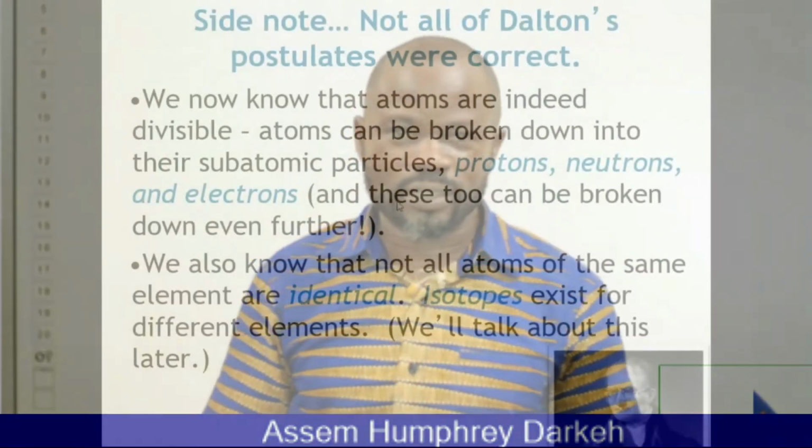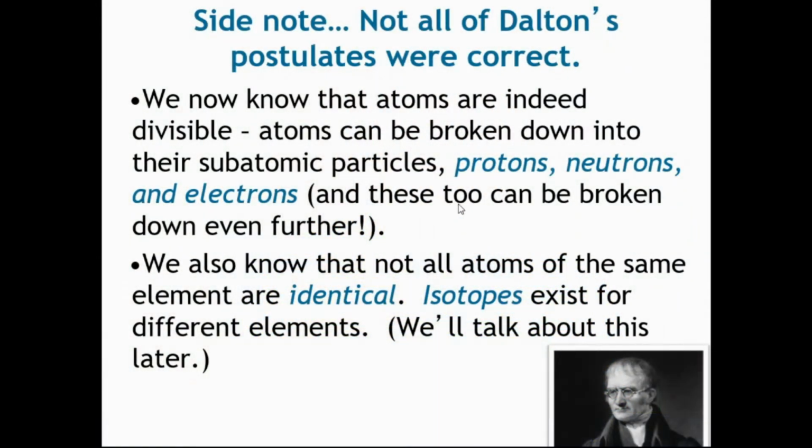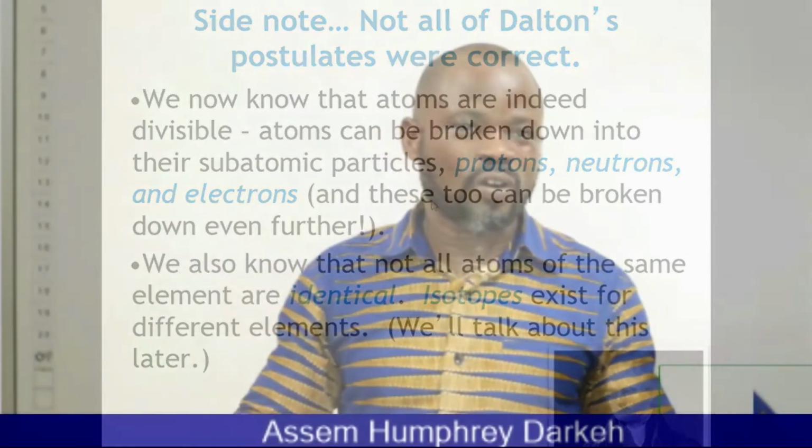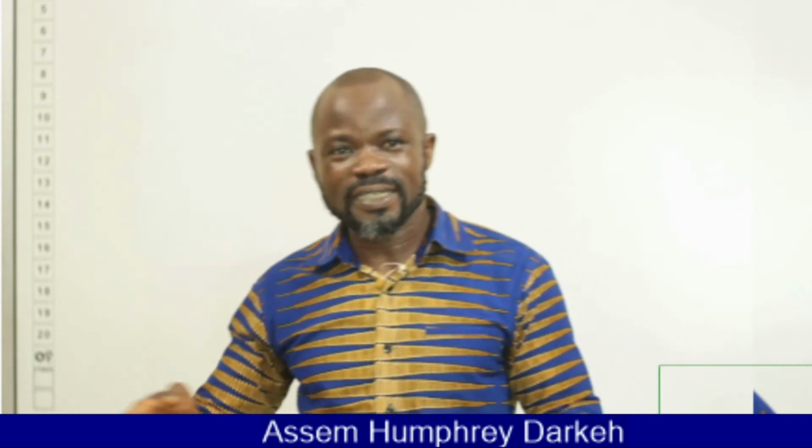The second issue has to do with the fact that there are isotopes. We defined isotopes as atoms of the same element having the same number of protons but different numbers of neutrons, hence different atomic masses. The examples we give include the fact that carbon can exist as carbon-12, carbon-13, and carbon-14.